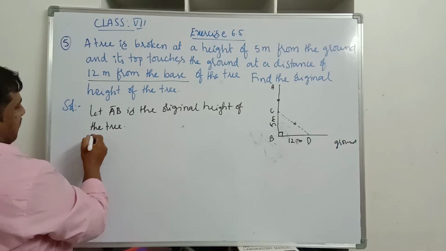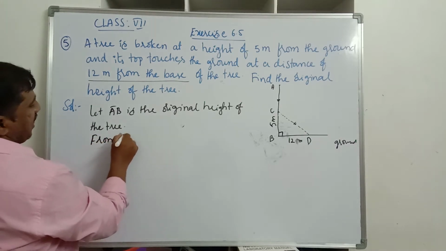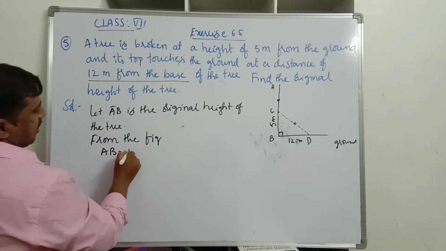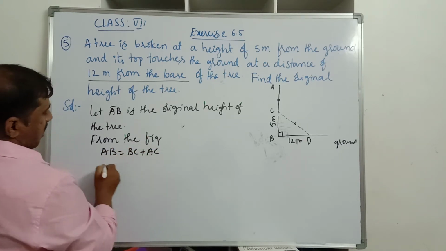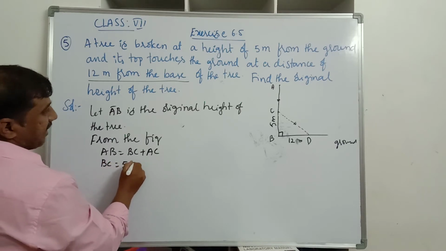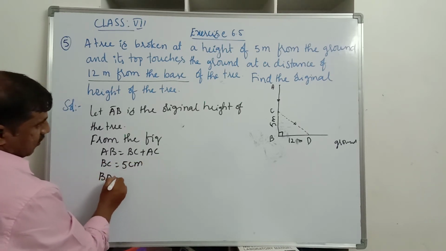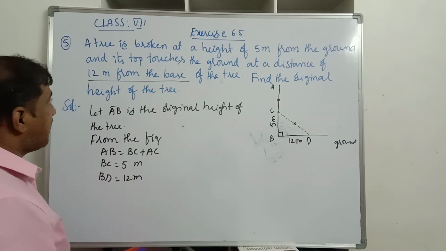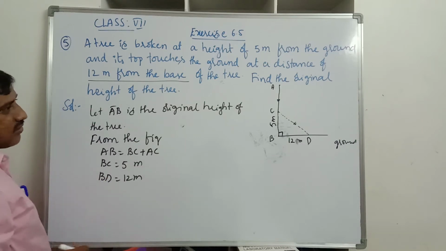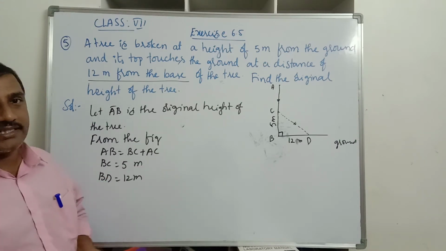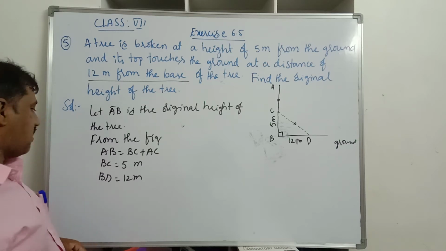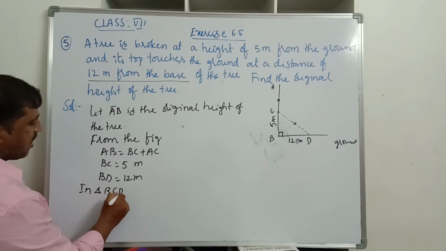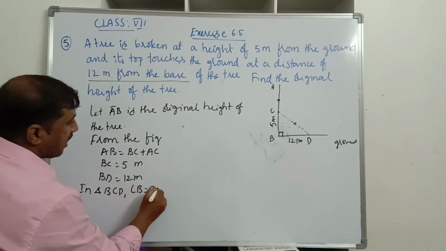So now from the figure, AB is equal to what? BC plus AC, and BC is equal to 5 meters, it is given. BD is equal to 12 meters, not centimeters, it is meters, I'm sorry. 5 meters and 12 meters. Now AC is equal to CD. We don't know how much AC is, but both are equal. Now in triangle BCD, angle B is equal to 90 degrees.